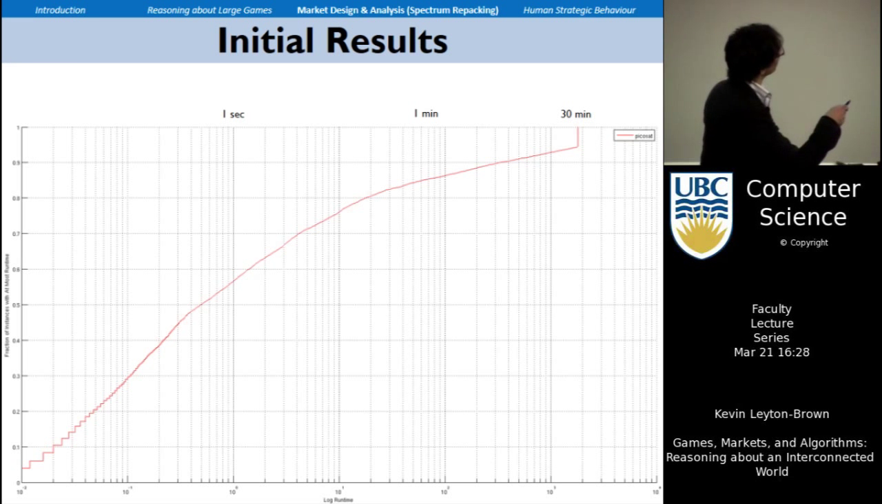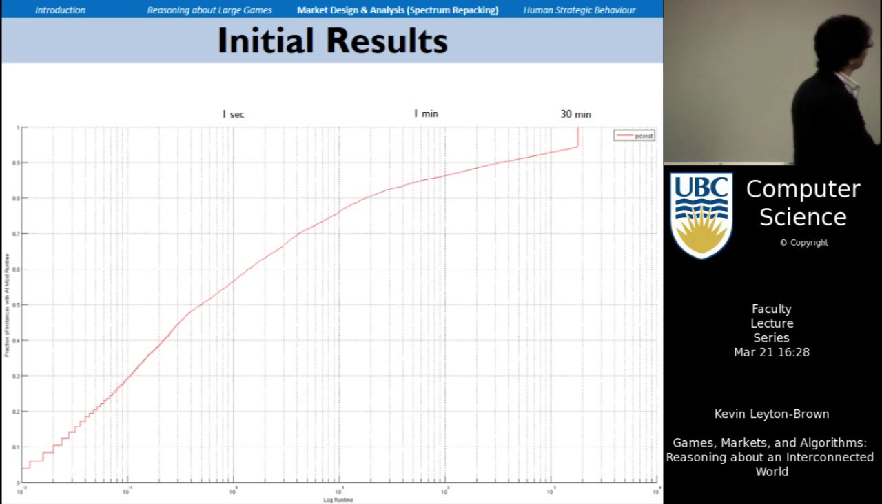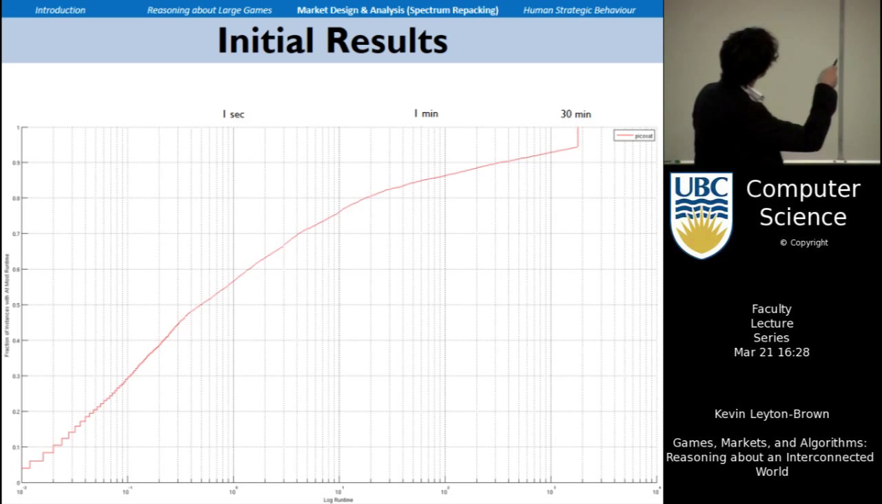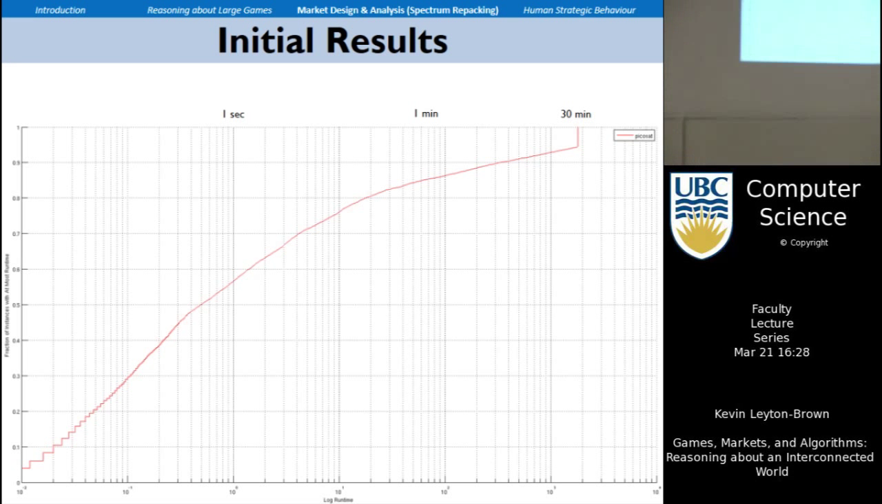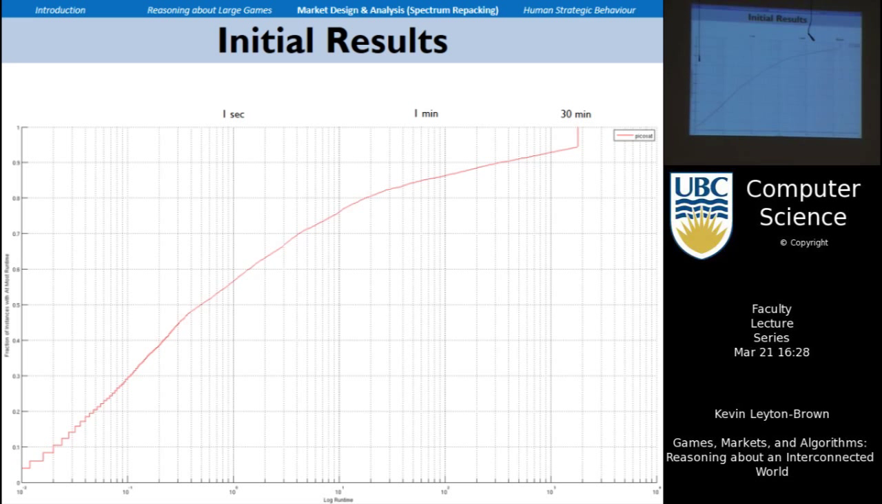It's a SAT solver. Here I'm showing you on the x-axis the amount of time that elapsed on a log scale. So here's a second, a minute, and 30 minutes, which is the amount of time the FCC will give us. And here's the fraction of instances we can solve in that amount of time. So you can see that within 30 minutes, at a national scale, we can solve 95% of the problems. That is already pretty amazing.